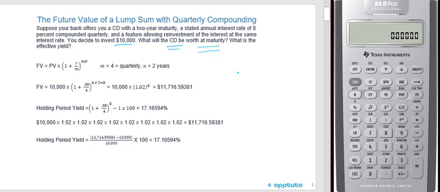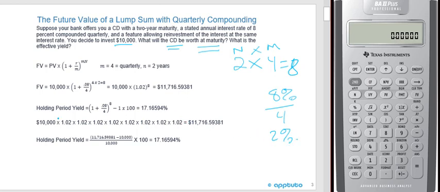So you can see it's a 2-year maturity, and it's compounding quarterly, so our number of periods is going to be 8, correct? That's our n, 2 years, and our m is 4 quarterly. So n times m is going to be 8. Now our interest rate is going to be 8%, but it's compounding quarterly, so the interest rate per period is going to be 2%.